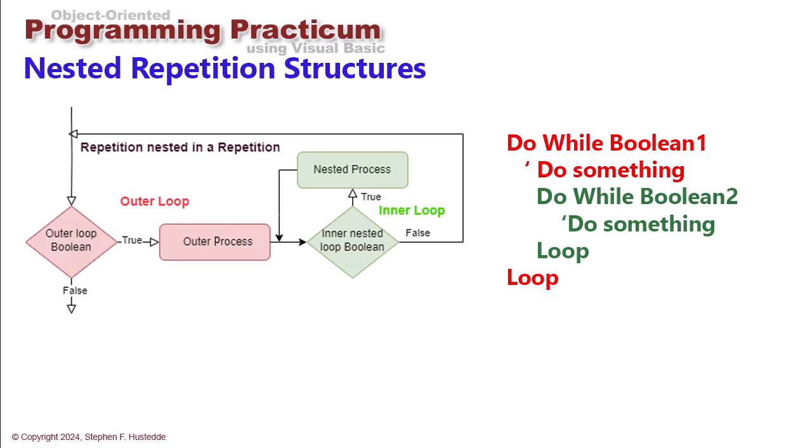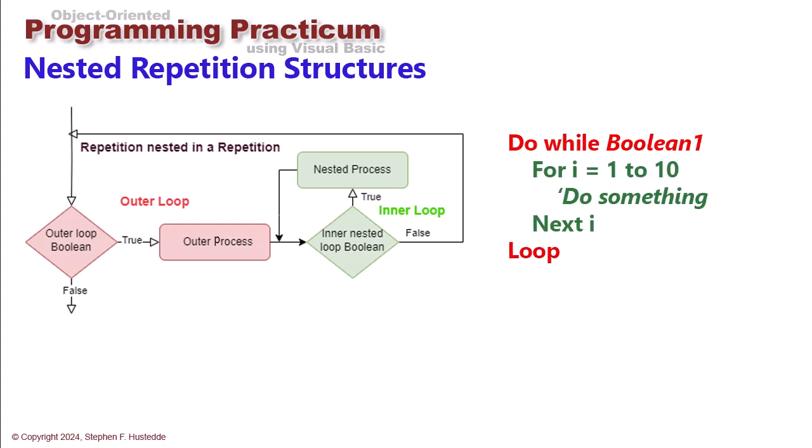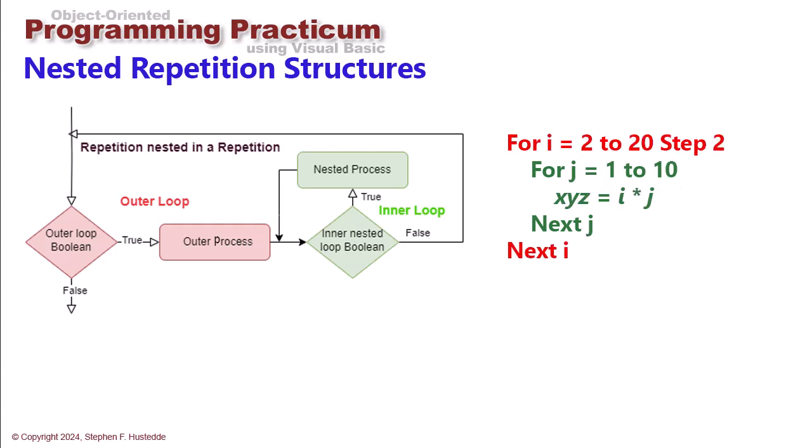Now, whether we use a do while, a do until, a for next, a for each loop, it doesn't matter. We can always have any type of nested repetition structures together. So here we have a do while loop for our outer loop, but the inner loop is a for next. Here is a for next inside another for next. We'll have a project coming up where we create a multiplication table. We'll use this concept of the nested for next structures to accomplish creating that table.